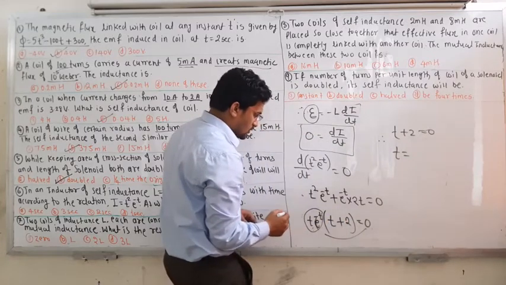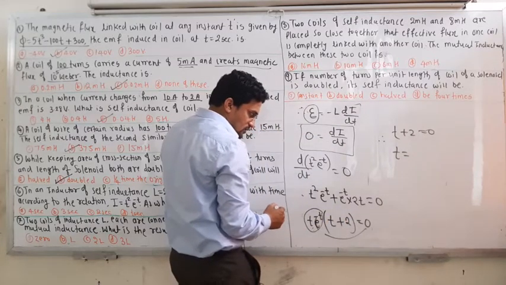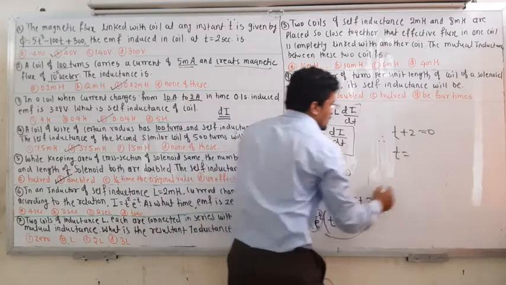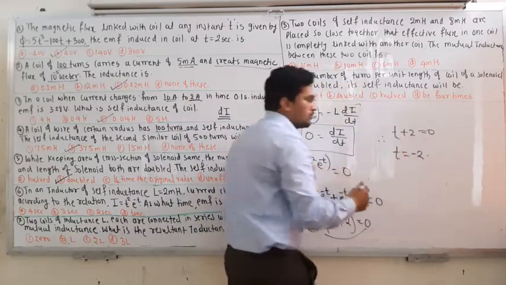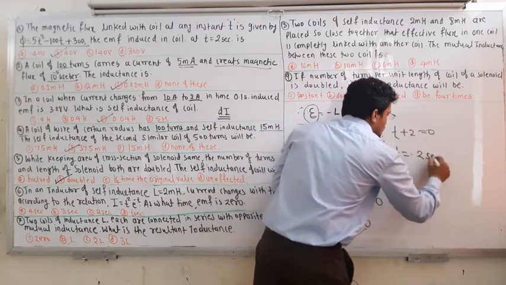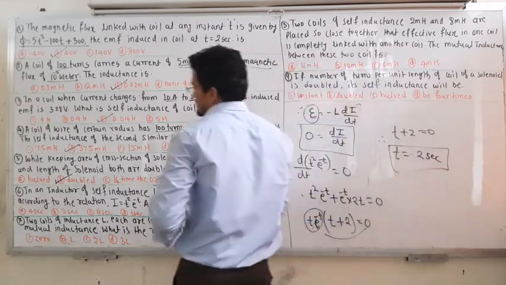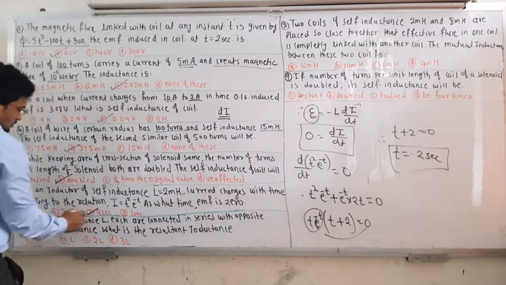Okay, so I think it must be t equal to minus 2. But time cannot be negative, so you have to just take it as positive. So t is equal to 2 seconds. So option C will be correct.